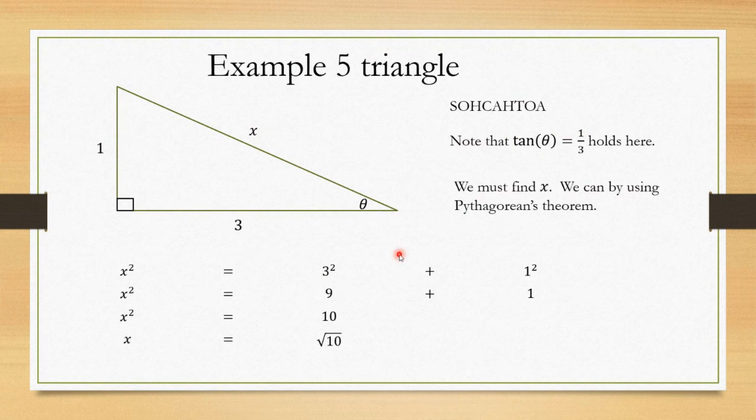Okay, well, let's figure out what x is. We know 3 squared is 9, 1 squared is 1, so x squared is 9 plus 1, which is 10. So we know x squared is 10. That tells us x has to be the square root of 10. You just take square roots. So now that we know what the third side is, we can get all the other trig functions.